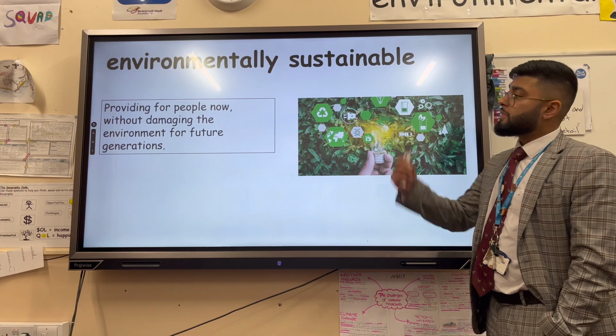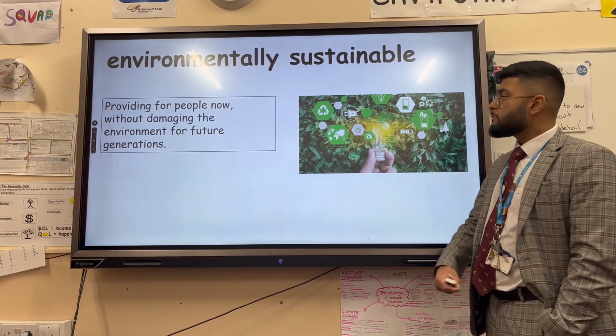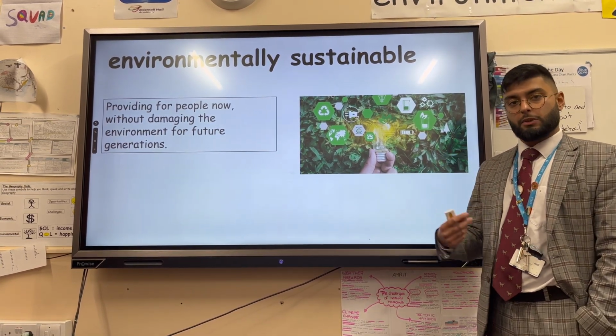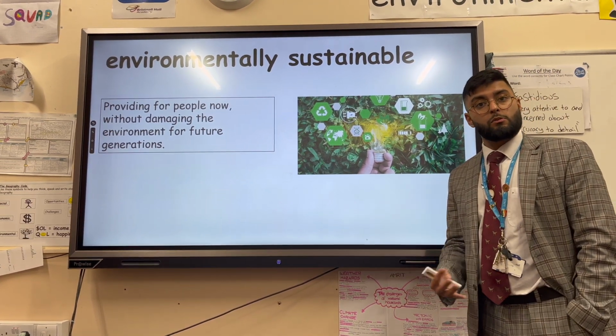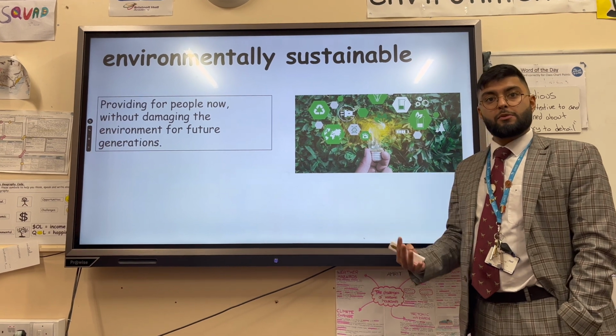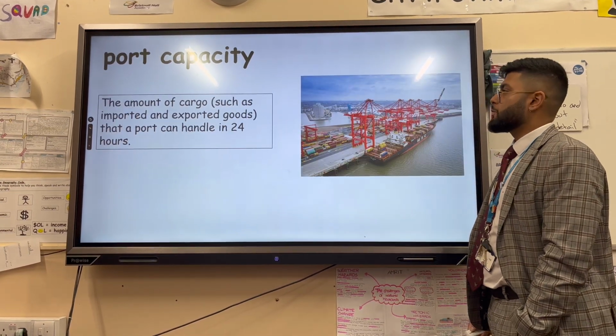Environmentally sustainable, so thinking about the environment and sustainable: meeting people's needs now without damaging the environment for future generations. Think of it as happy tree, happy people, a happy environment and happy people. That's what being sustainable is all about.